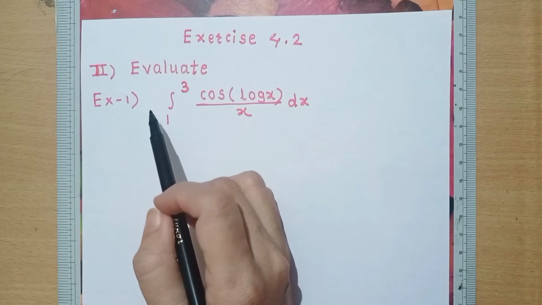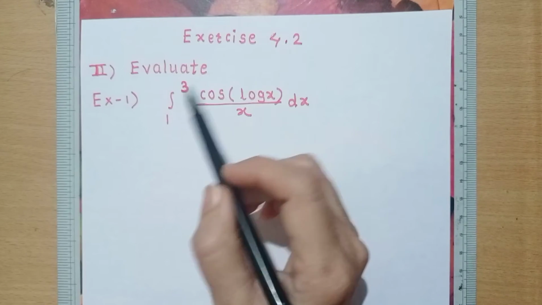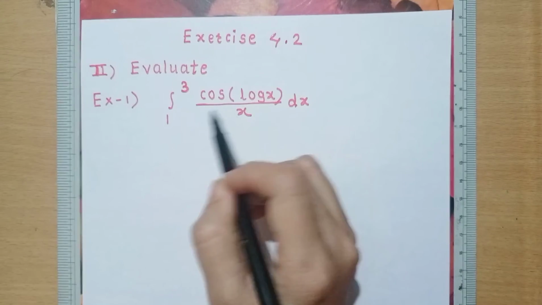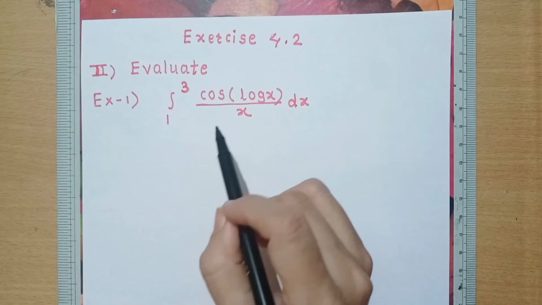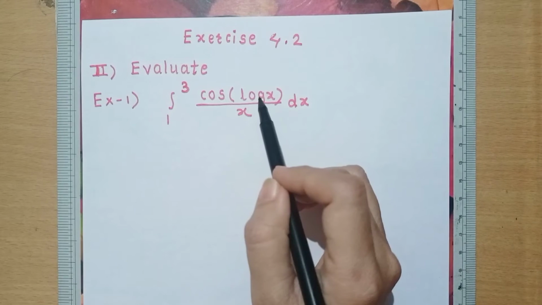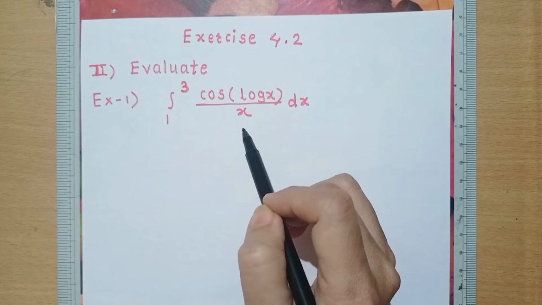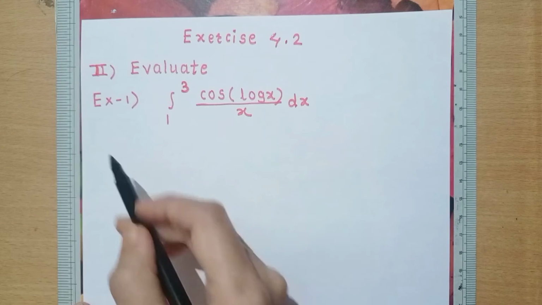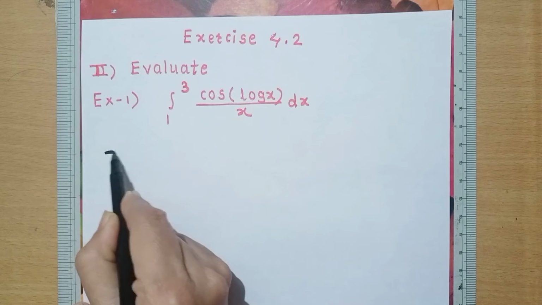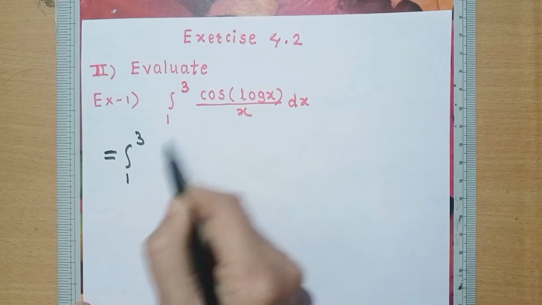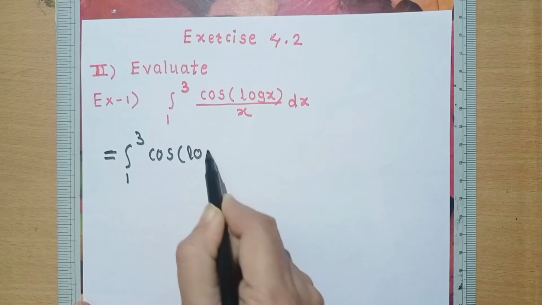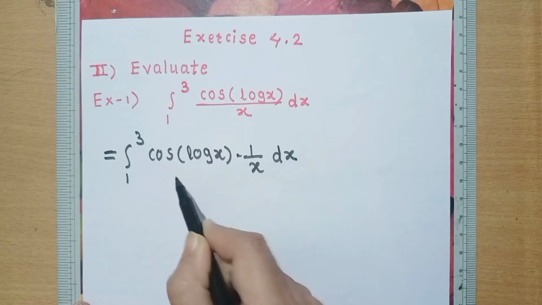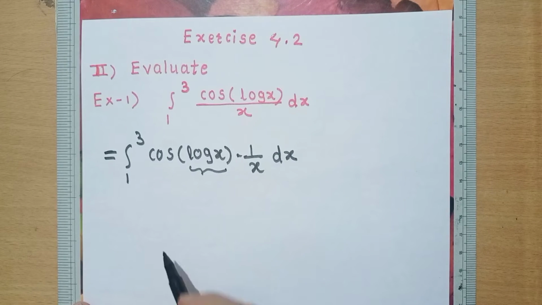Check now. This is the first example of exercise 4.2, and the example is the integration from 1 to 3 of cos(log x) upon x into dx. Now we can understand the derivative of log x is 1 upon x, present here. So we can substitute this log x as t, and so again we will rearrange this first. First we will write here cos of log of x, and then we will write this 1 upon x dx. Now we will put this log of x equal to t.